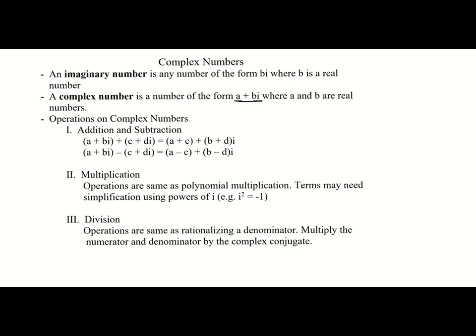But one thing we do have to remember is whenever we end up with an i squared, we want to convert it to -1. So we won't leave i squared terms. We'll convert those to -1 and simplify. And division, the operations are the same as rationalizing a denominator. Basically, you don't want an imaginary number in your denominator. So we'll multiply the numerator and the denominator by the conjugate of that denominator.